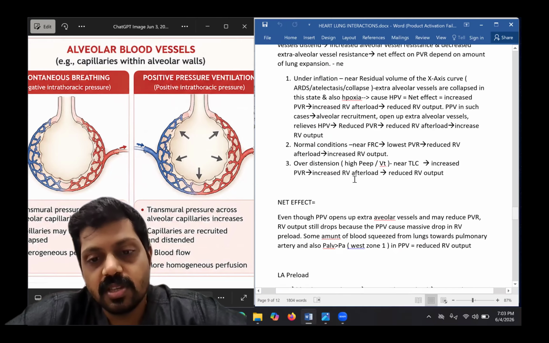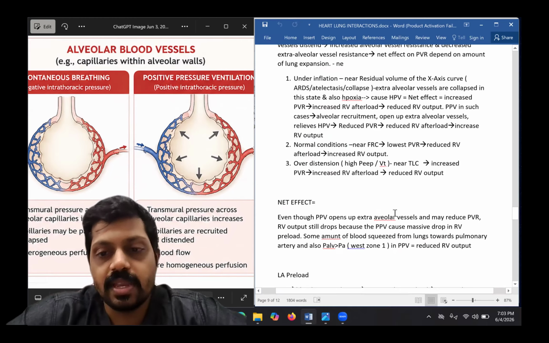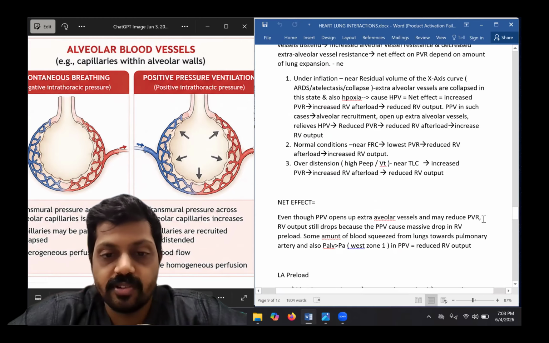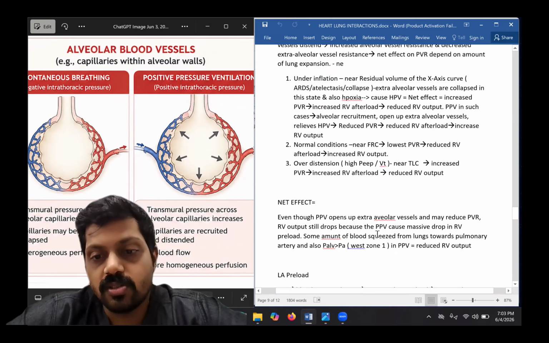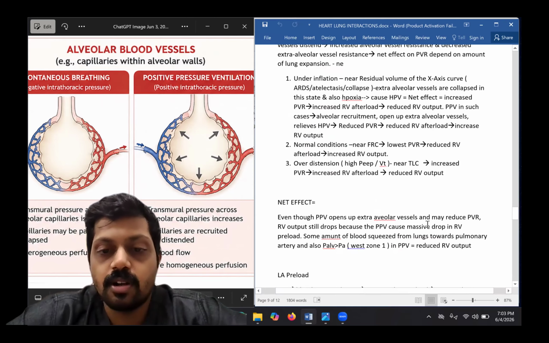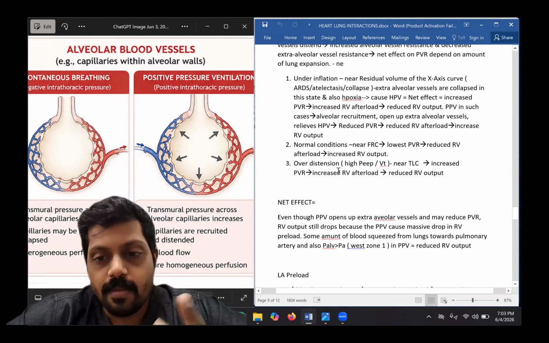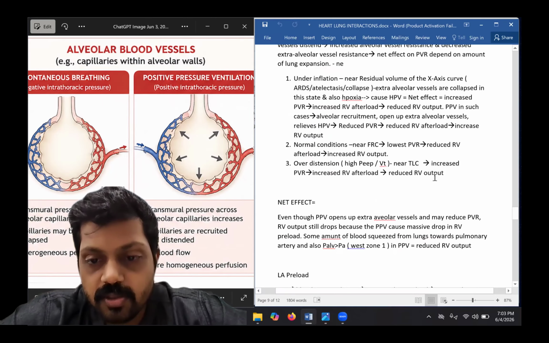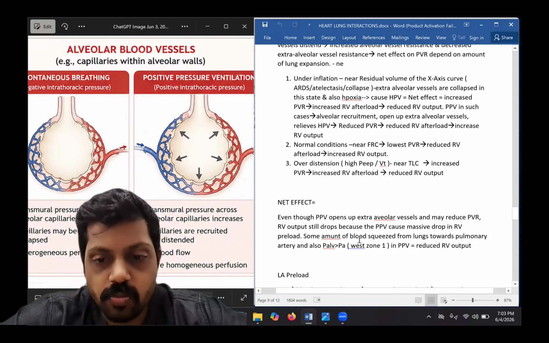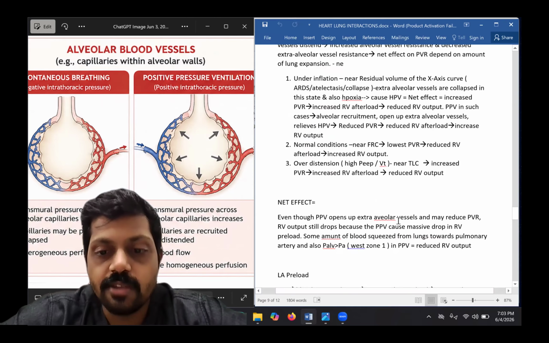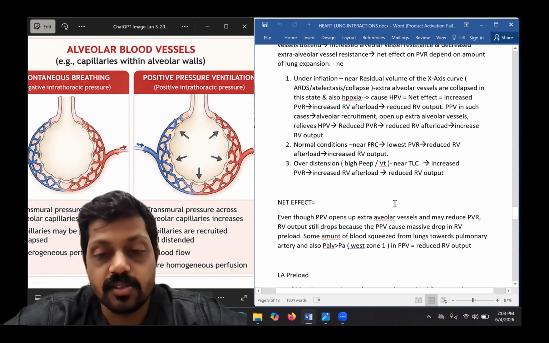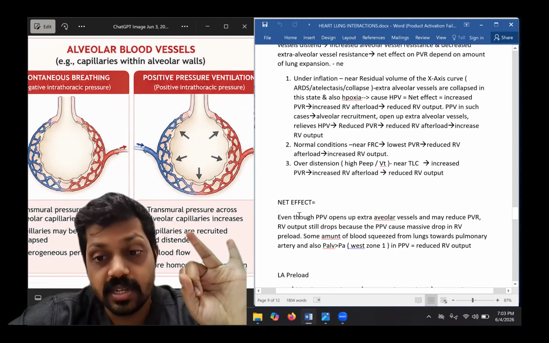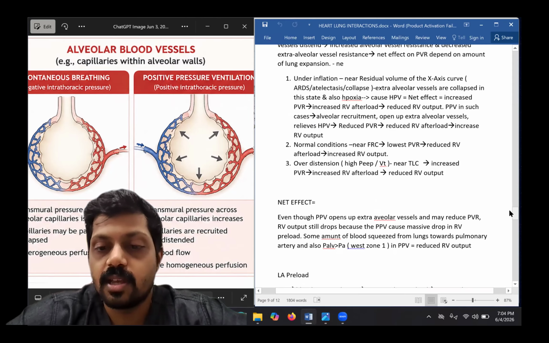So for the net effect, what happens? Even though positive pressure ventilation can open up extra-alveolar vessels and may reduce pulmonary vascular resistance, RV output still drops because positive pressure ventilation causes a massive drop in RV preload. RV preload is reduced, as is venous return. Because of this, the net effect is RV output is going to be reduced. Some amount of blood is also squeezed from the lungs towards the pulmonary artery, and a West zone 1 is created in the lung. Because of this, RV afterload is increased. The net effect is reduced RV preload and increased RV afterload, so the net effect on the RV is reduced output.